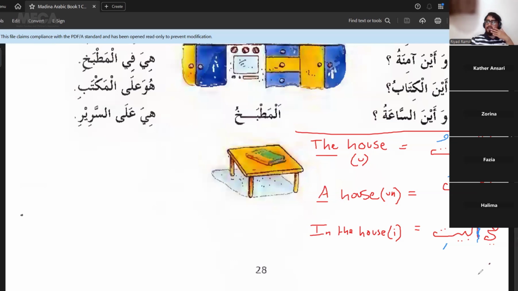Let me give an ayah from the Quran. Qul a'udhu birabbil- no. Oh, let me see. Let me see something.